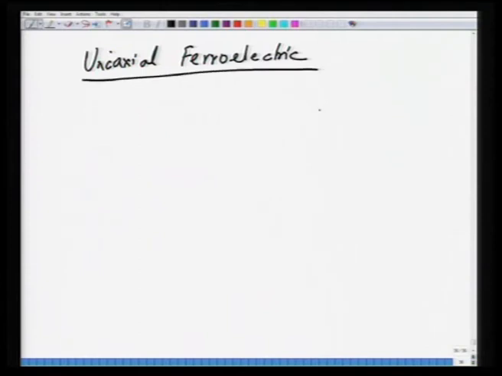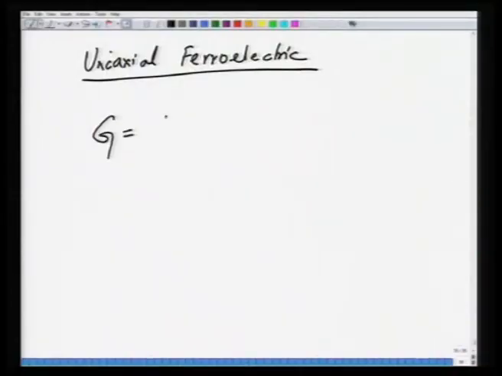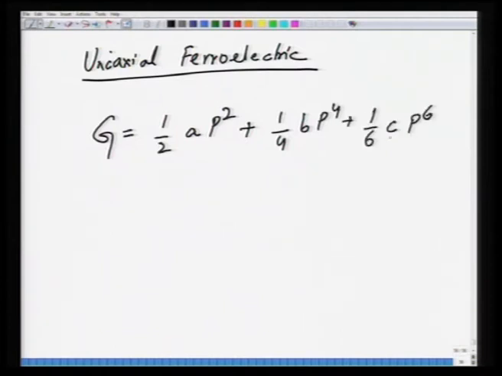Okay. Now, for a uniaxial ferroelectric, you can ignore the stress field, and you can expand the free energy expression in terms of only polarization. So, this free energy expression G can be written as half a p square plus 1 by 4 b p 4 plus 1 by 6 c p 6, and this goes on and on, minus E p.